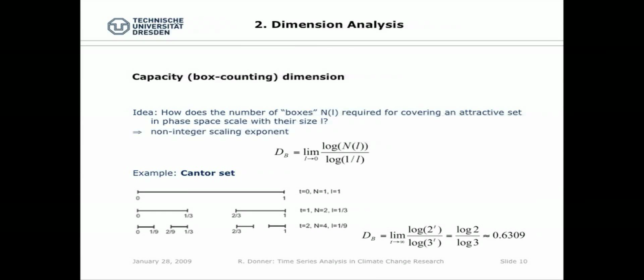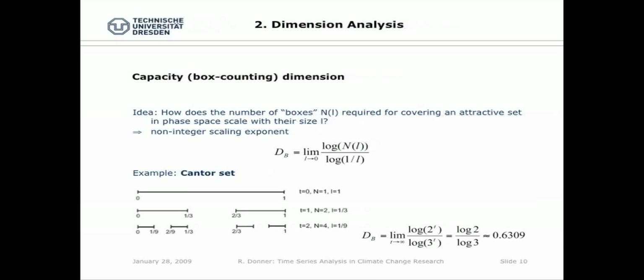In the 0th iteration, we have 1 interval of size 1. In the second step, we have 2 intervals of length 1/3. In the third step, we have 4 intervals of size 1/9, and so on and so forth. And you will see that it scales as follows. In the t-th iteration, you have 2 to the t of these intervals, and we have as a box size 1/3 to the t.